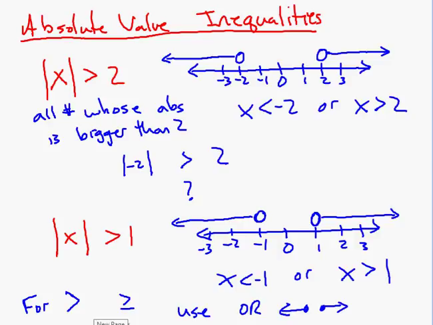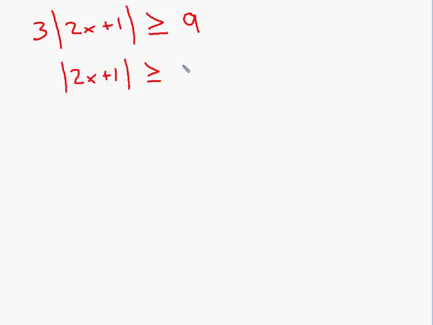So let's say I have 3 times the absolute value of 2x plus 1 is greater than or equal to 9. So my steps are basically the same as for equations, but I am going to have to account for this greater than thing. So I'm going to divide by 3 first. See, I divided all of that by 3.